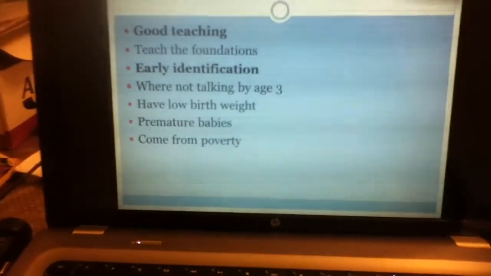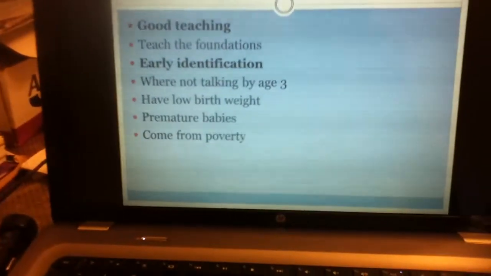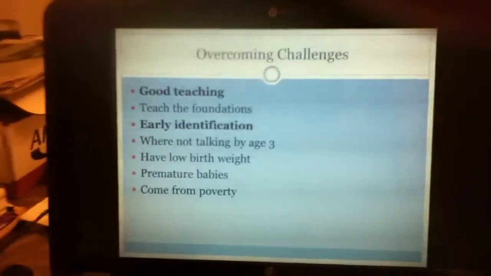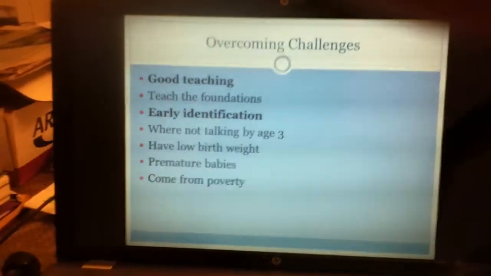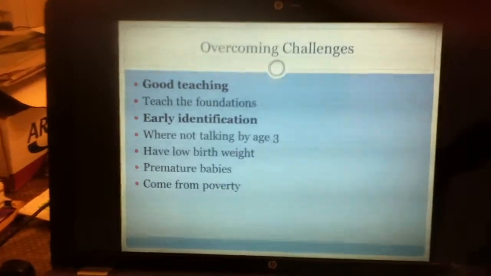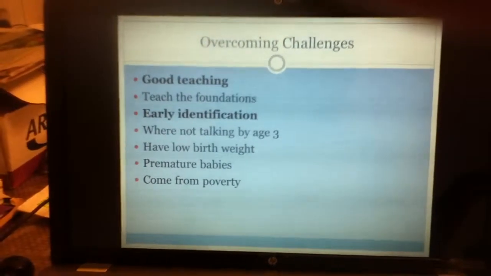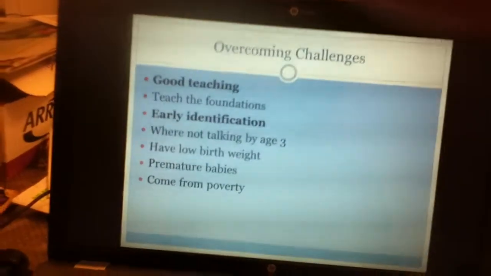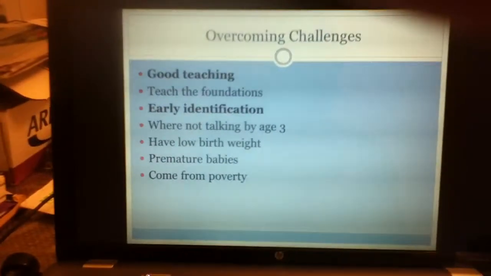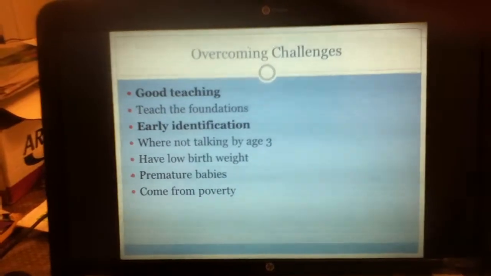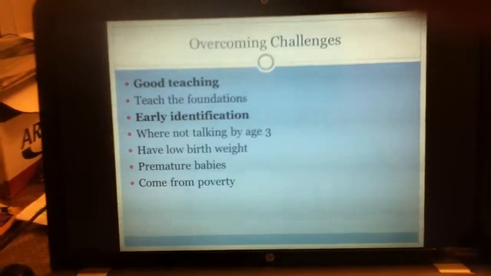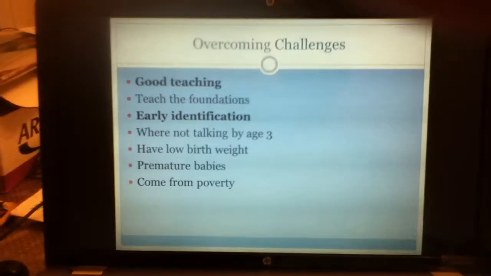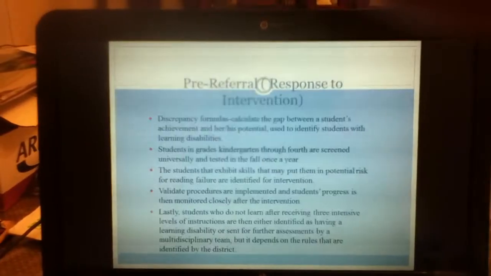Good teaching, which means having teachers that have the patience to teach the foundations to those students. And then early identification, which is just another term for early detection. Now, if the child is not talking by the age of 3, then that's grounds to start looking into different things so that you can see if there's something going on in the child. Low birth weight, as well as children being premature. And then also coming from a poverty background also has an effect.